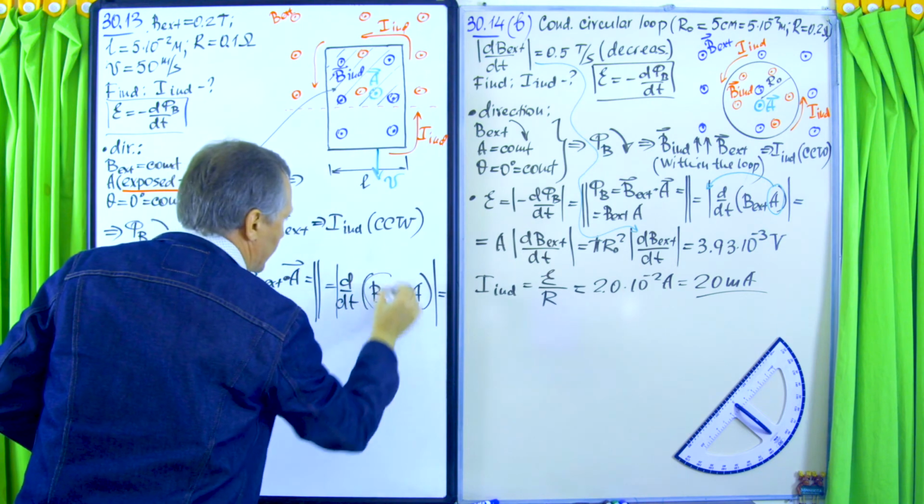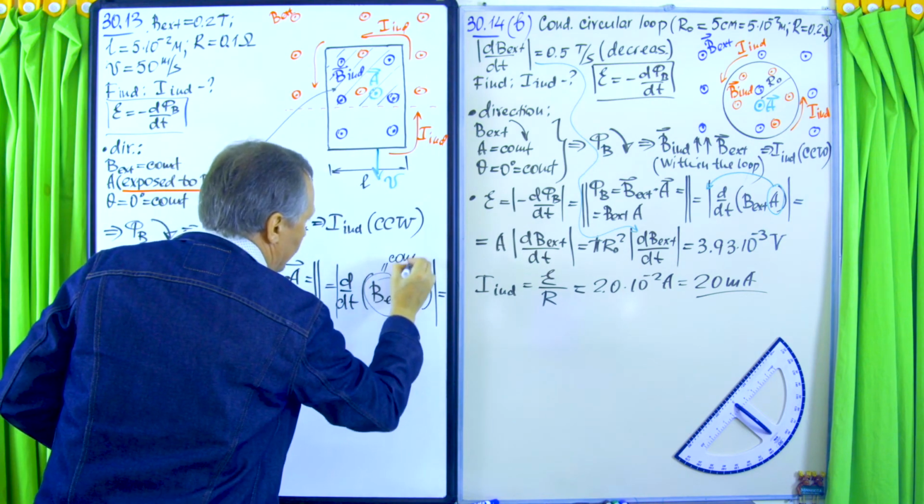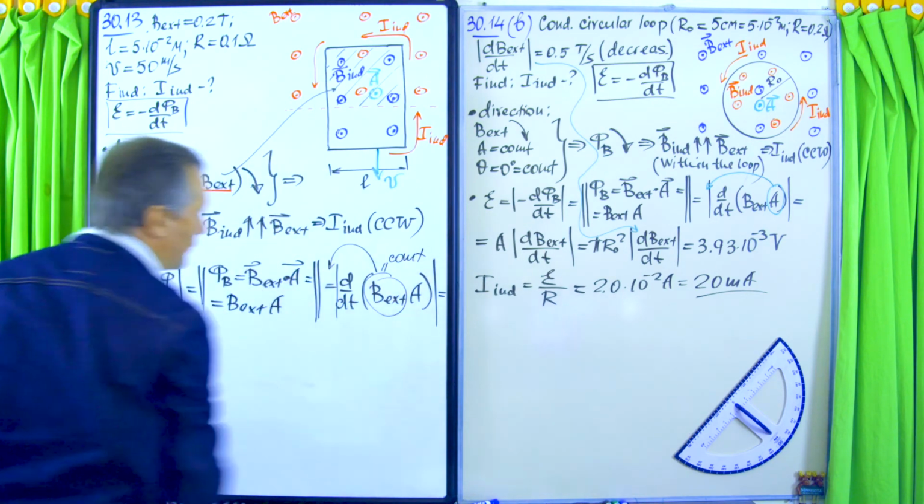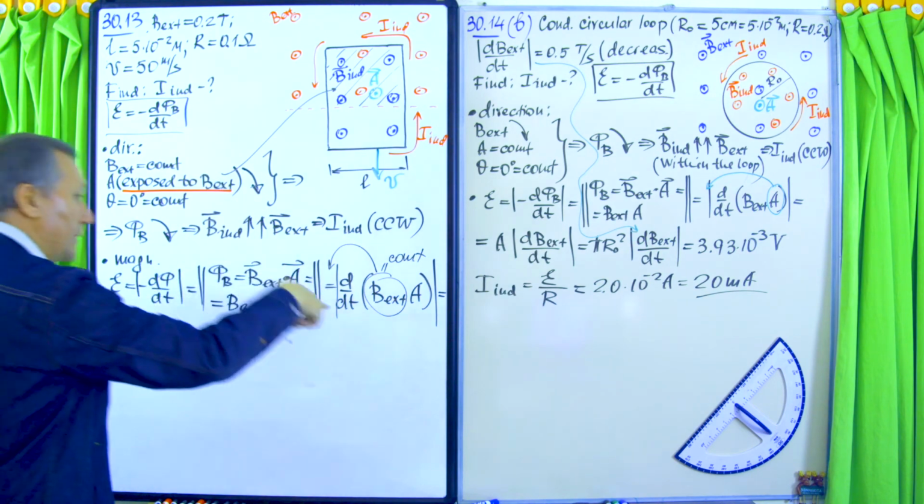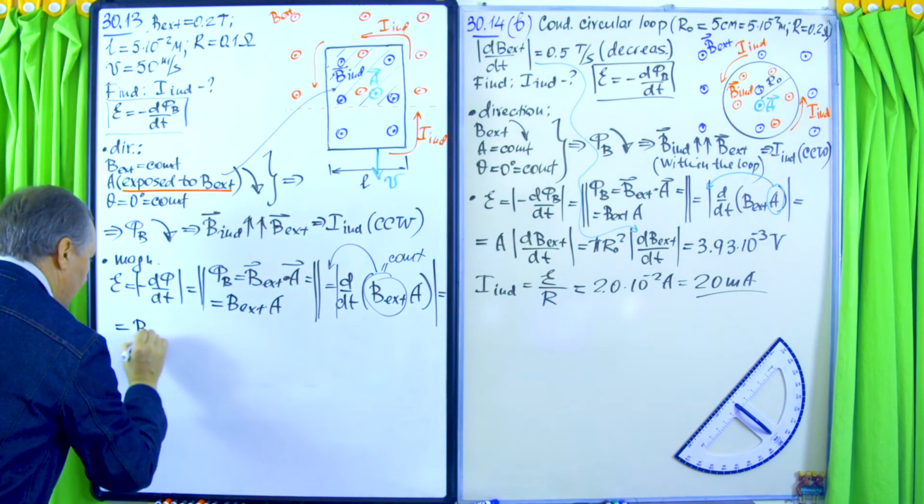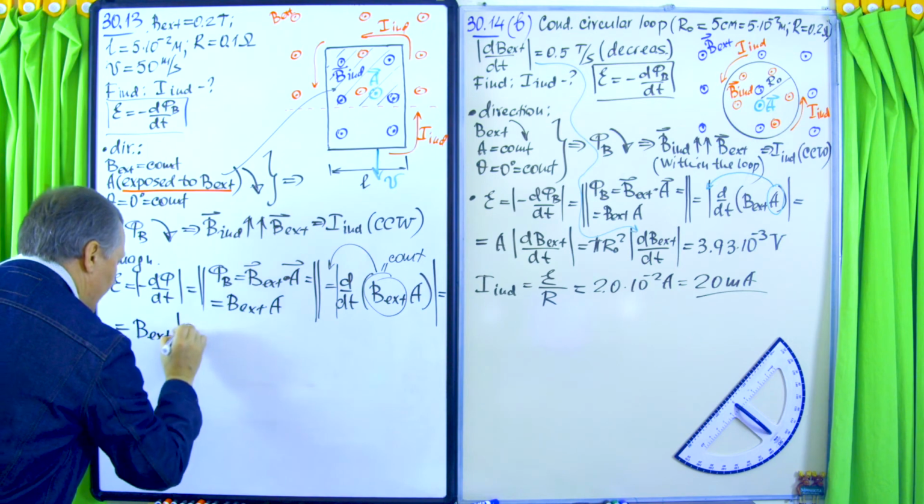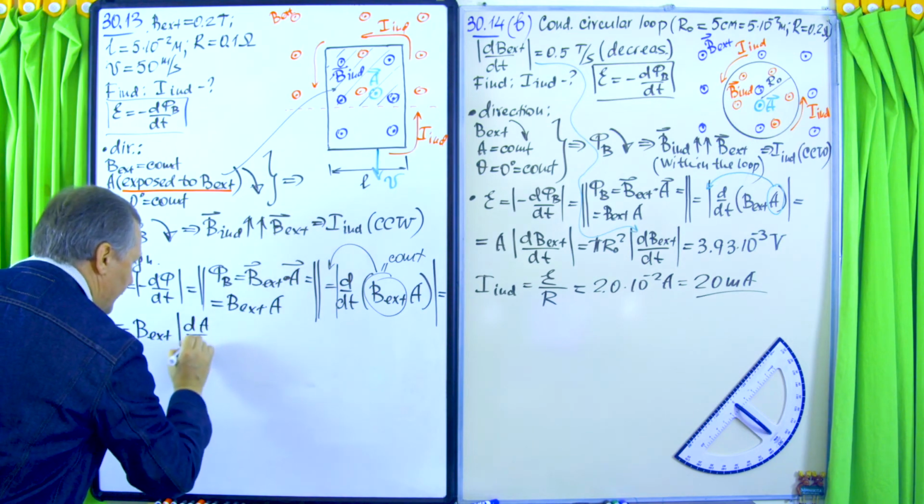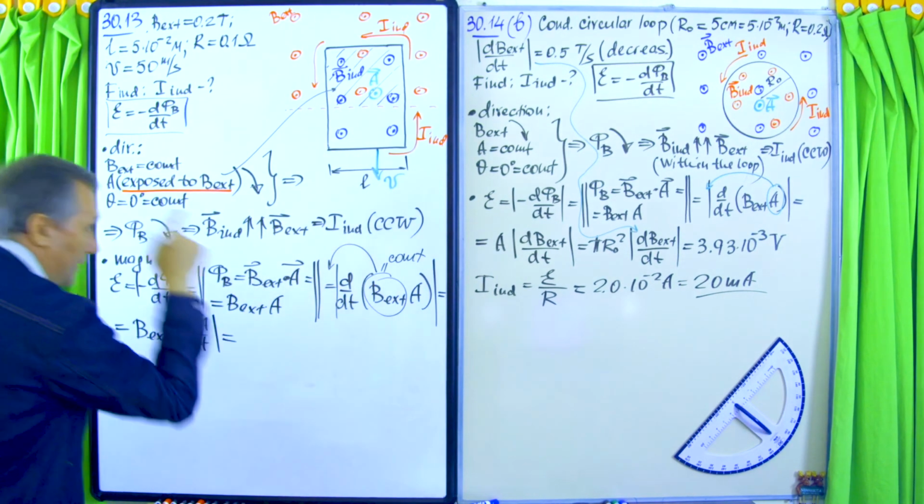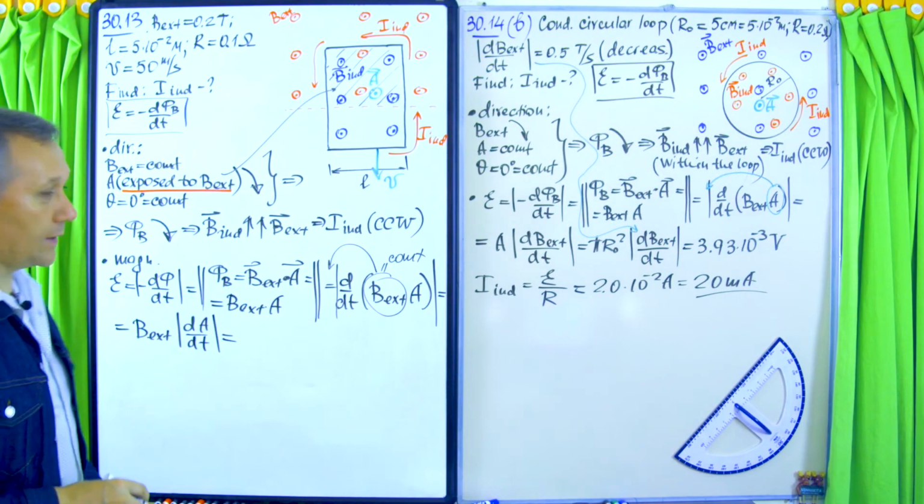All right, so now what can we say about B external? It's constant, right? So it means that we can extract it from the sign of differentiation and out of the absolute value. So we can write B external and the absolute value of the rate of change of A, dA over dt. It's like the example which I just erased, right?